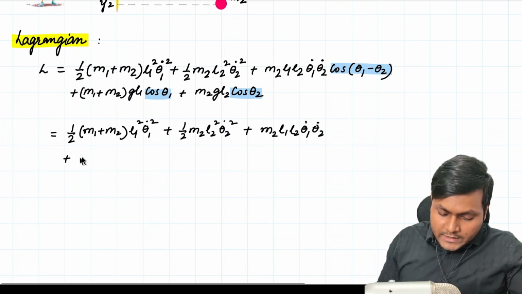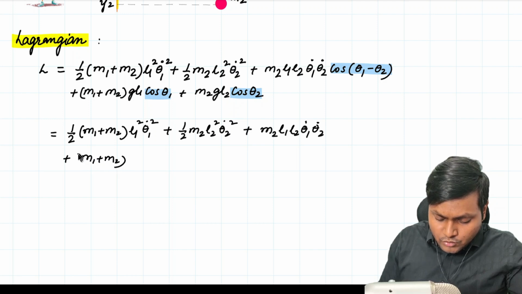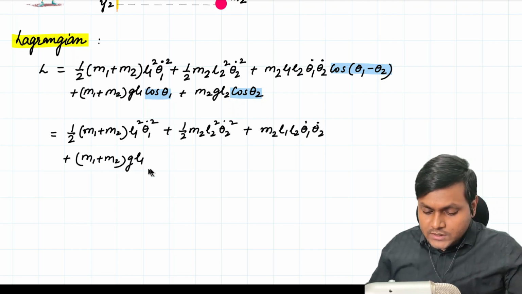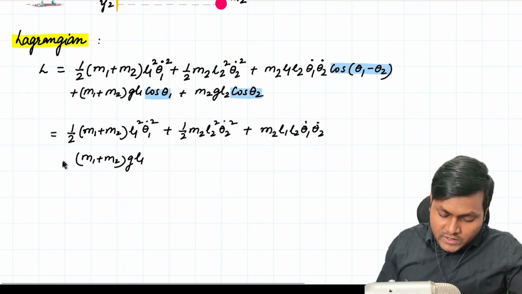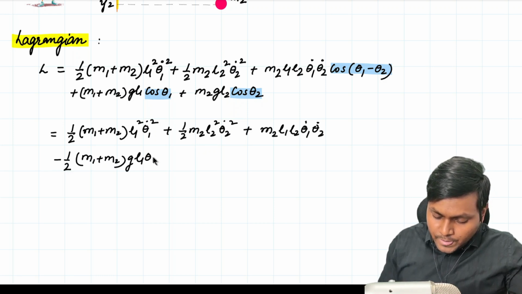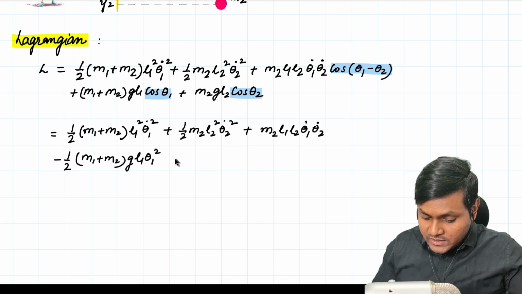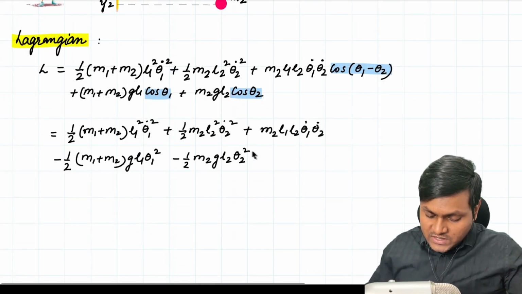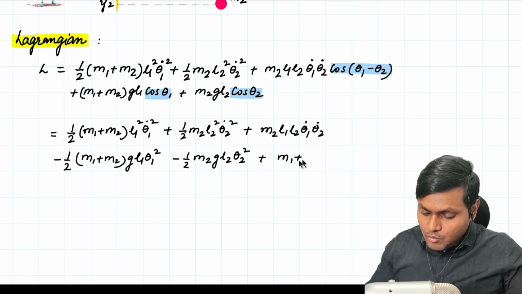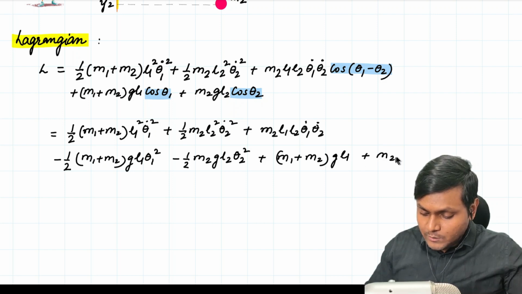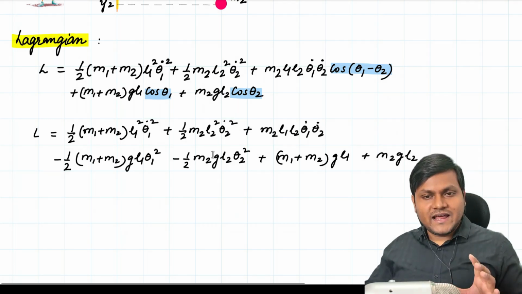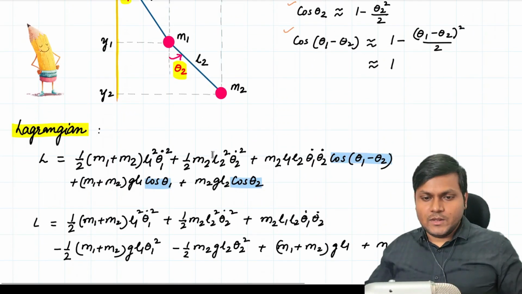And here you have (m1 plus m2) g L1. So cos θ1 can be written as 1 minus θ1 square upon 2, right? So this can be written as minus half (m1 plus m2) g L1 θ1 square. And the second term can be written similarly as minus half m2 g L2 θ2 square, and the constants will simply come out to be plus (m1 plus m2) g L1 plus m2 g L2. So this is the Lagrangian of the double pendulum under small angle approximations.